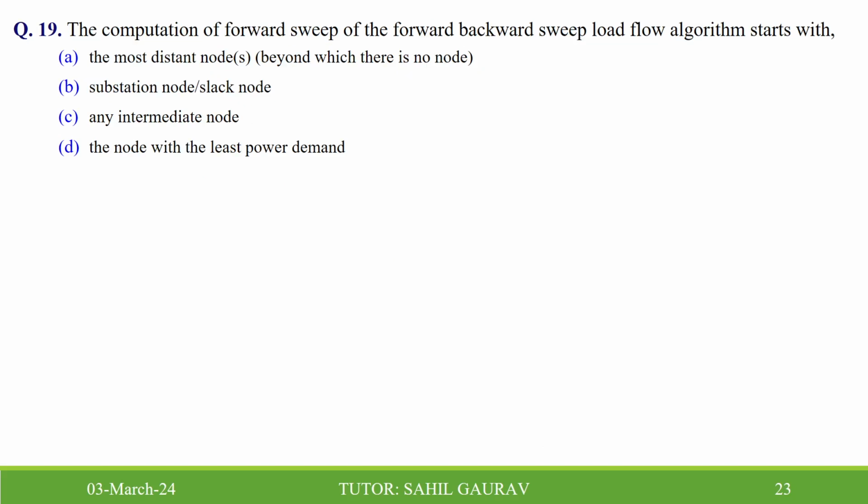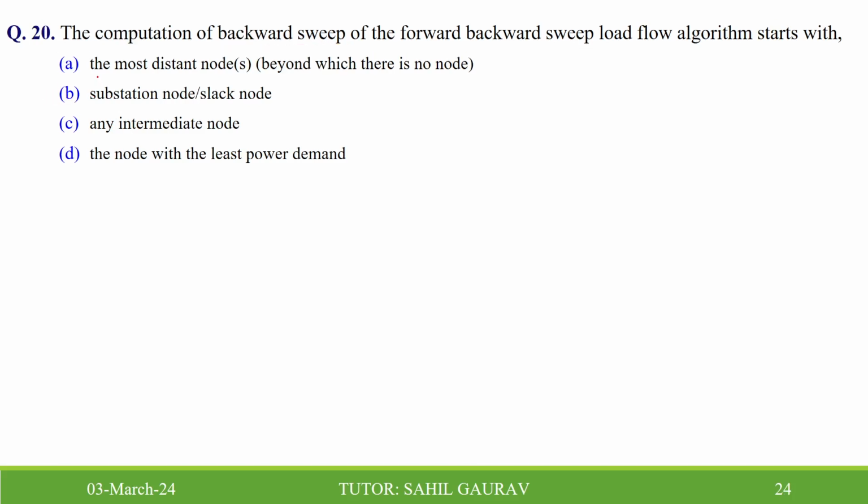Now moving to the next problem. The computation of forward sweep of the forward backward sweep load flow algorithm starts with. So I think we have discussed this problem. So forward sweep, where does it start? Substation node, most distant node, slack node. Yes, substation node, slack node. Yes, B is the correct answer.